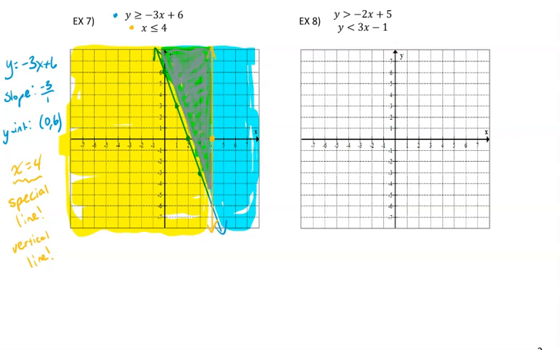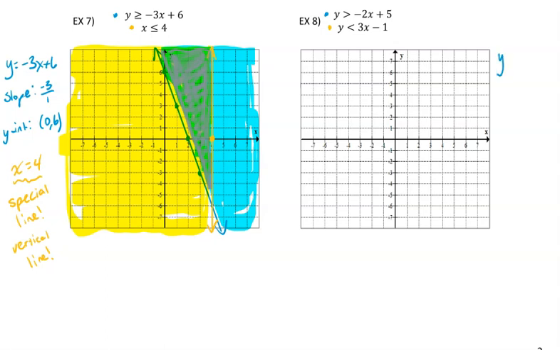All right, last one. Same exact idea as before. The only difference on this one is we do have greater than and less than, not greater than or equal to and less than or equal to. So keep in mind that that means we're going to be using dashed lines instead of solid lines whenever we graph them. Other than that, this one's going to go the exact same.